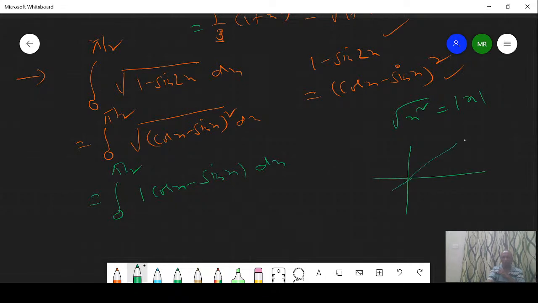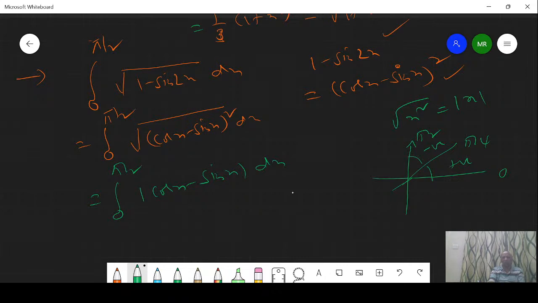Because 0 to pi by 2, when they are talking between 0 to pi by 2, this is pi by 4. 0 to pi by 4, pi by 4 to pi by 2. So this area will be different, this area. See, in this area cos x minus sin x is positive, it goes positive here. Cos x minus sin x is positive, it comes here.